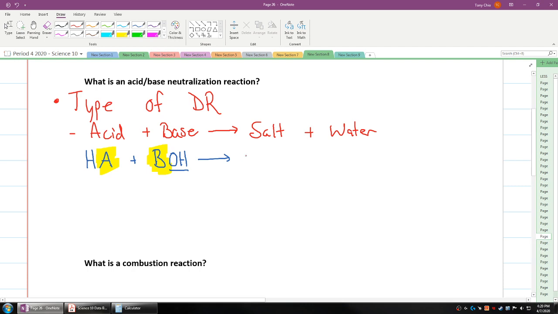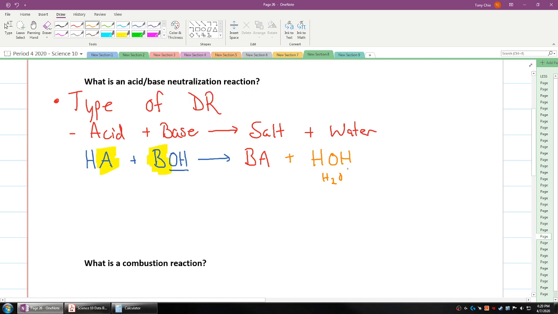of the acid. So you're going to form BA. What's left over? Well, you're going to have hydrogen join with OH. And this is where you get your water, which is HOH, which you know as H2O.